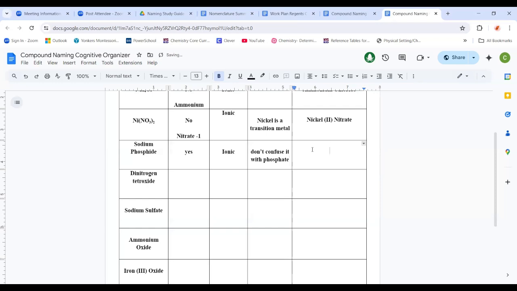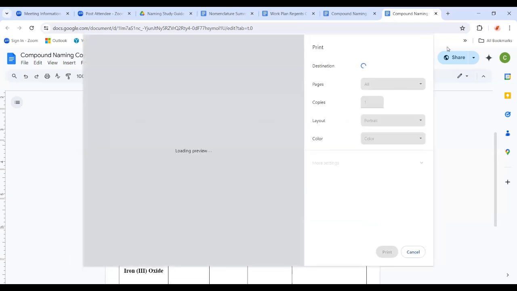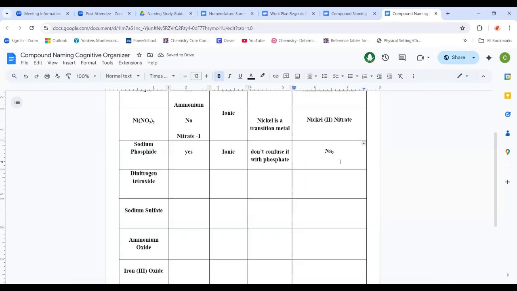I do have to balance this to get the formula right because it is ionic. So sodium has a +1 charge. Phosphorus would typically have a -3 charge because it's in group 15. So I'm going to end up with Na3P. Sorry, you guys, I have to learn to stop hitting the wrong thing at the wrong time. So Na3P.